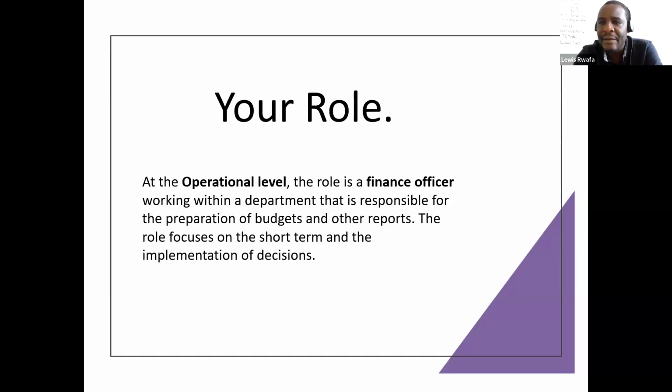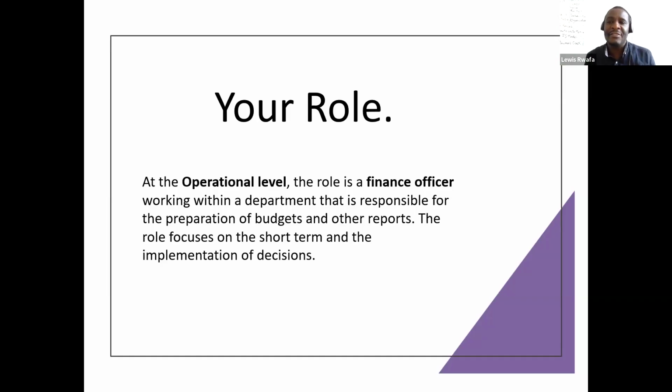What do you do on a daily basis? Then we are going to spin that and say, now we are working for Halfpenny, a bread manufacturing company. So think of it in the context of a manufacturing company. What does a finance officer do? Right. So this role of a finance officer is mostly focused on short-term and implementation decisions.